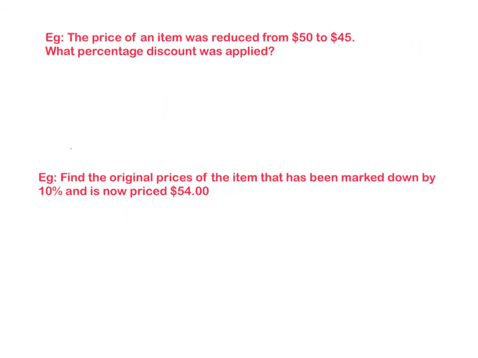The price of an item was reduced from 50 to 45. What percentage discount was applied? So here's where you want to know a percentage. And remember I said percentage equals the amount over the total times 100. Now it was reduced from 50. So right there, they gave you the total. So that will go down in that part of the formula. If we were writing this out, it would be out of 50.